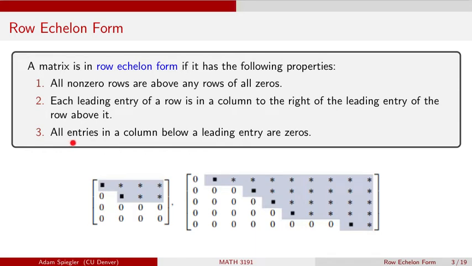The third property is all entries in a column below a leading entry should be 0. So here's a leading entry, all zeros. Here's a leading entry, all zeros, and so on. So below each of these leading entries that I've indicated with a black square should be all zeros. And so any matrix that satisfies these three properties is in a form that we would call row echelon form. And any matrix can be put into row echelon form by performing a bunch of elementary row operations. So we'll develop that algorithm really quickly.